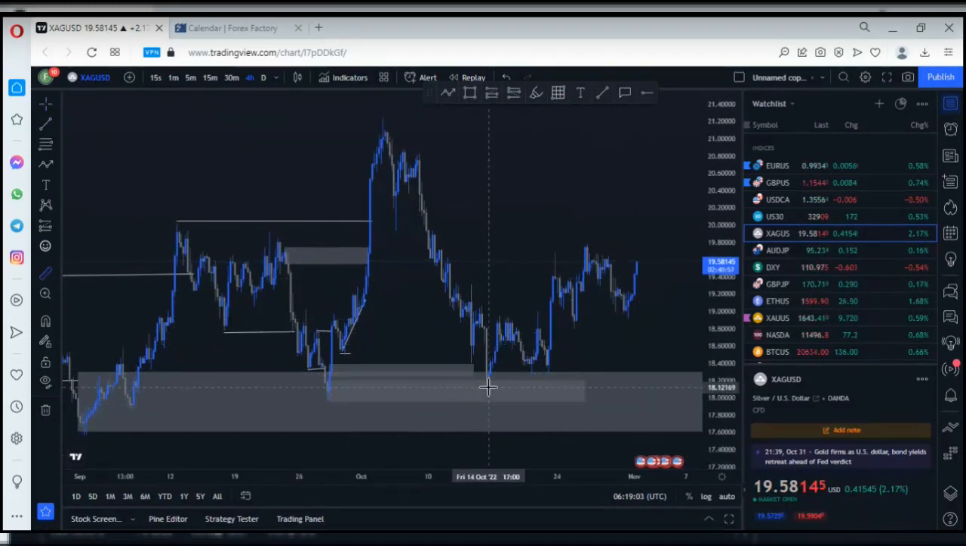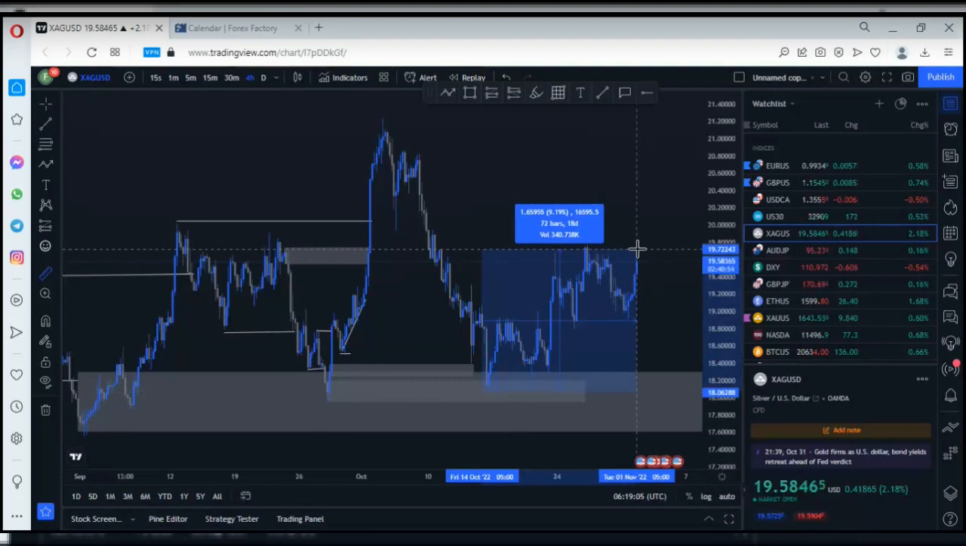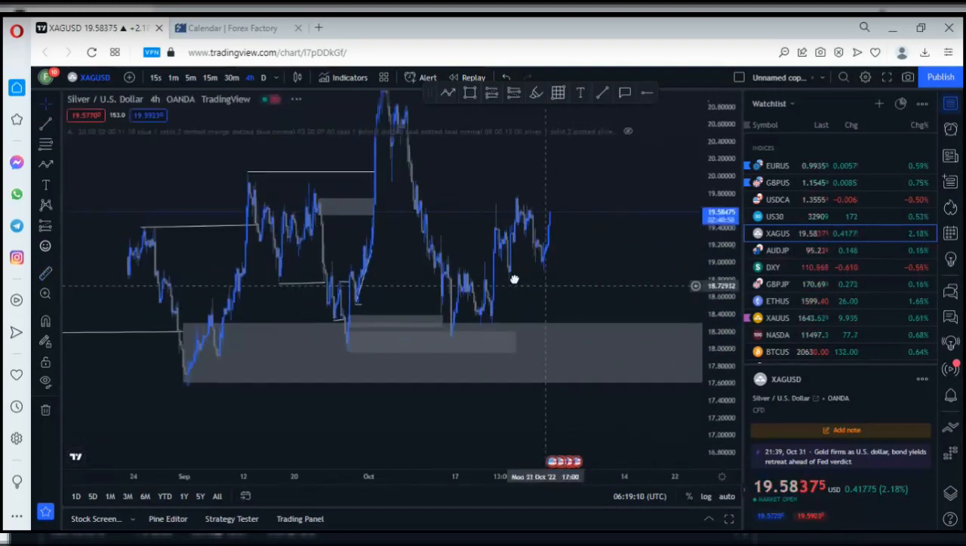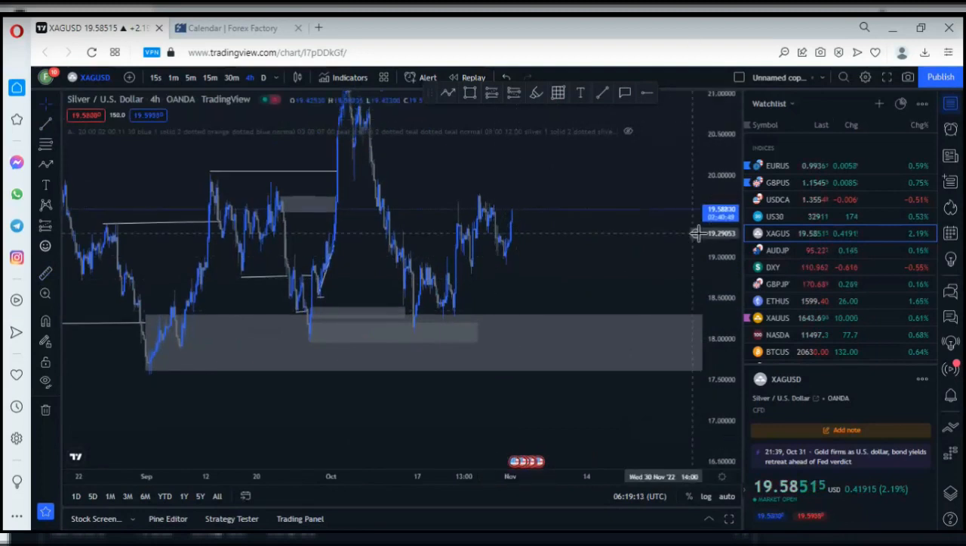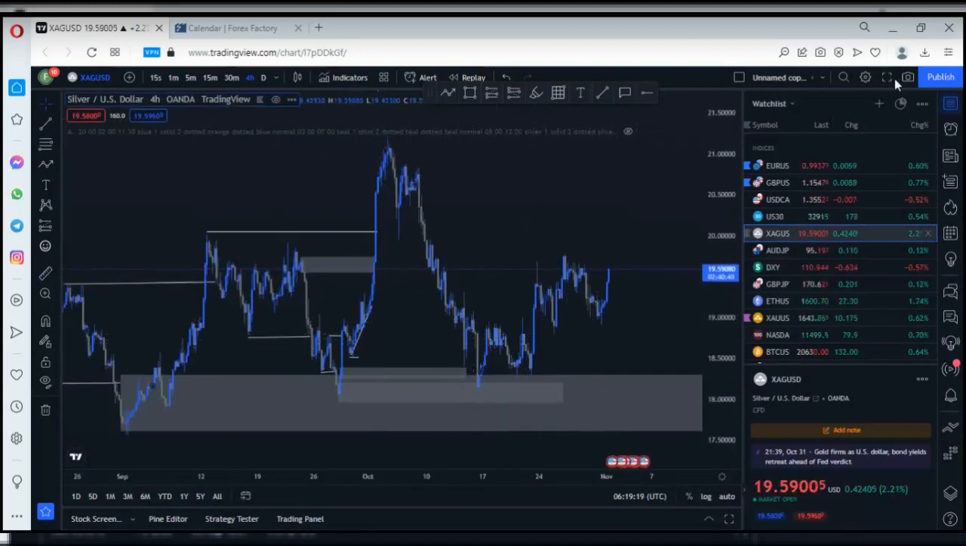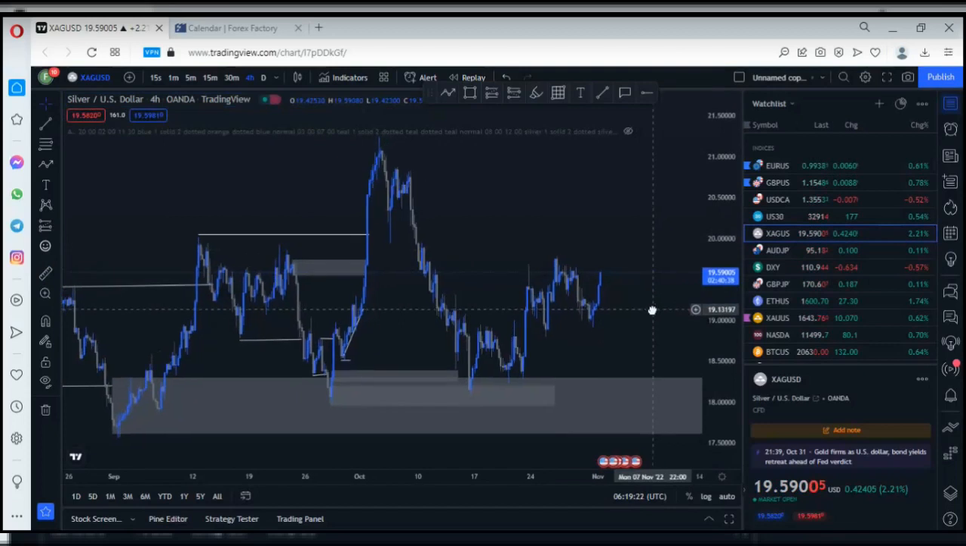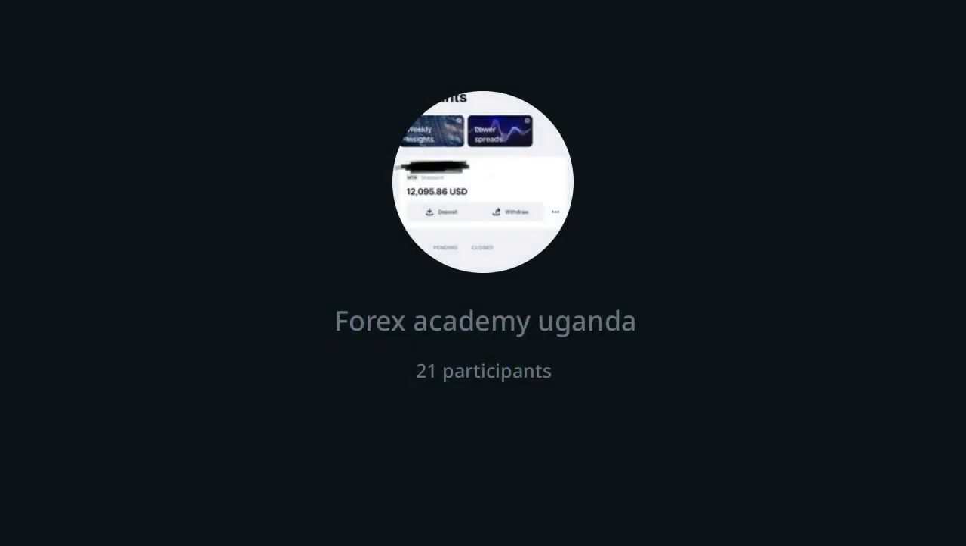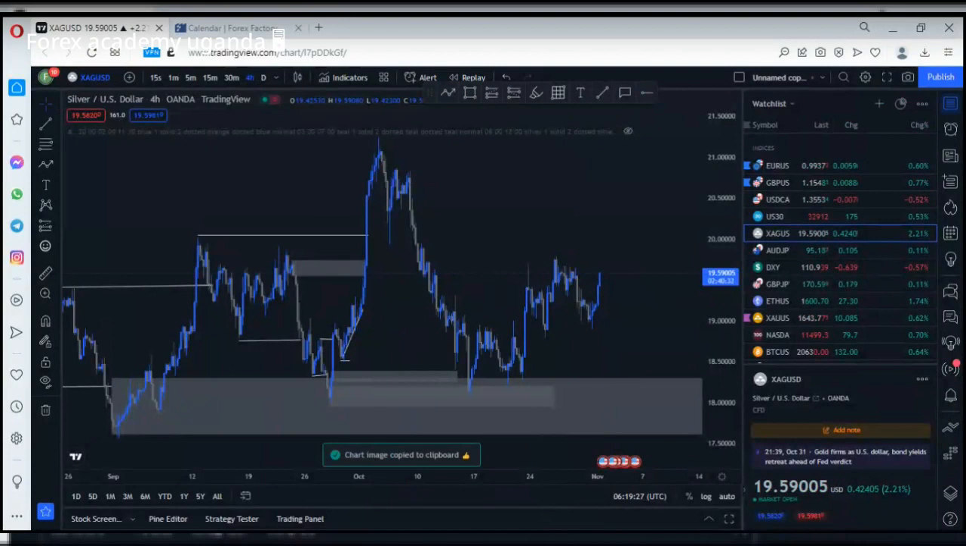Let me see how many pips. 1,600, something like 1,600 pips on this on silver. So yeah, I missed the setup too because I wasn't following it up. But if there was anyone who followed it up, then that's great for you. I'll look for a chat when I'm not busy.